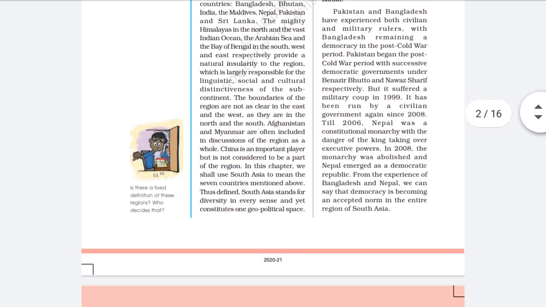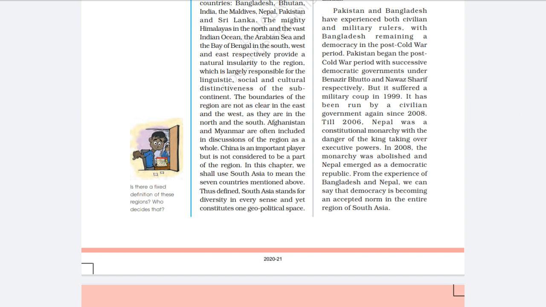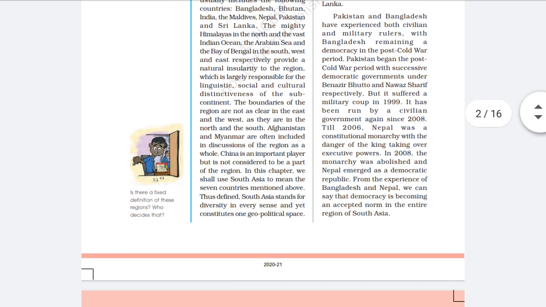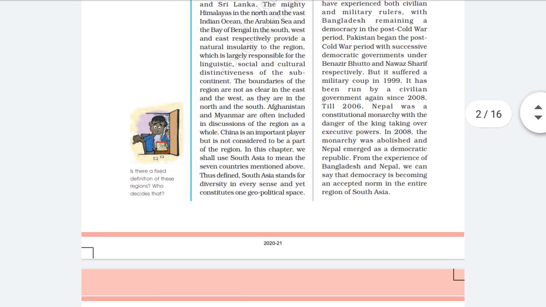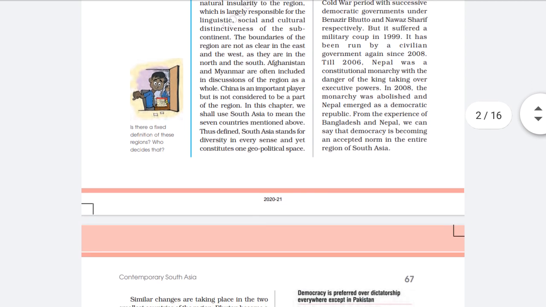Sri Lanka is also governed by a democratic system of ruling. And when we talk about Pakistan, Pakistan experienced military rule and democratic systems as a whole. Sometimes it was governed by a democratic system and sometimes it was governed by military rule. And Bangladesh is the same as Pakistan. So we will study these conditions in Bangladesh and Pakistan afterwards.